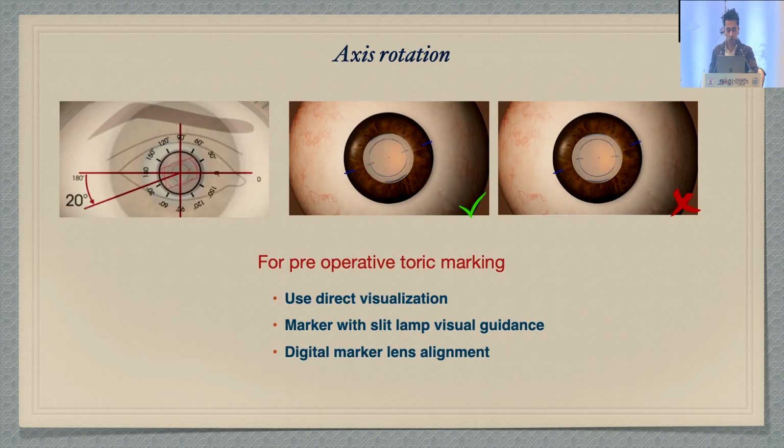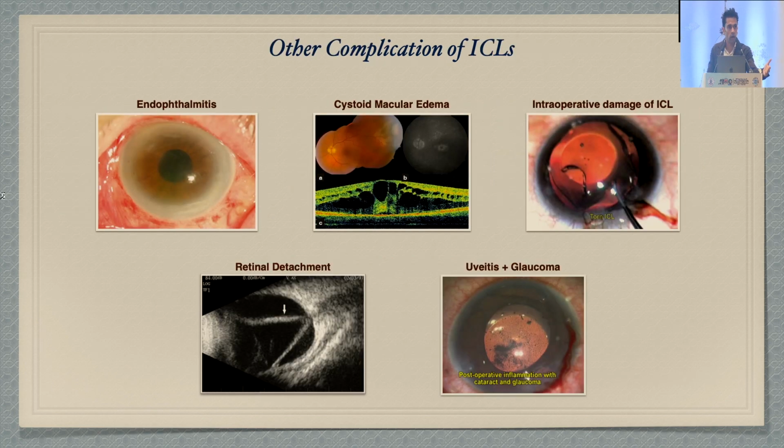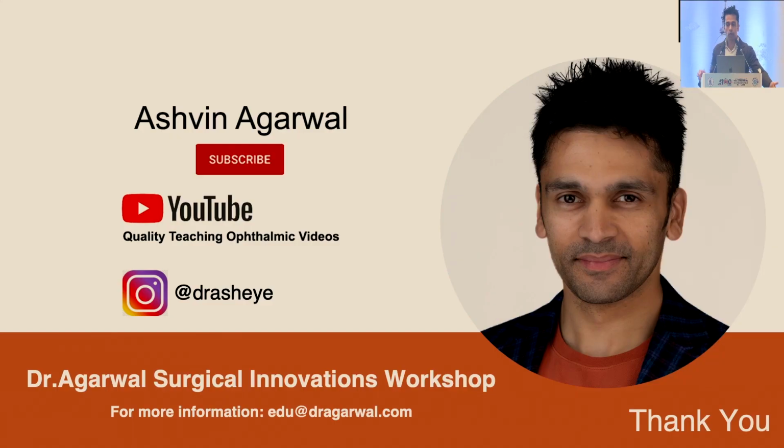Axis and rotation, use direct visualization. You can use a marker with a slit lamp, or the new age digital marking system also has a lot of impact. Other complications, you can have endophthalmitis, CME, damage to the ICL, as well as retinal damage, uveal retinal detachment, and uveitis and glaucoma issues. These are some of the complications of ICL. Obviously, at larger length we can talk offline, but right now, thank you very much for this talk.